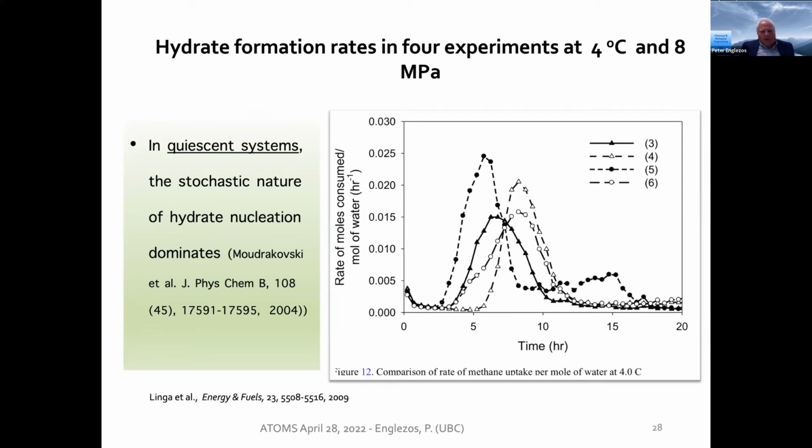So we looked at the literature, and Motrakovsky, who has been doing a lot of NMR work at NRC, has stated that in quiescent systems, the stochastic nature of hydrate nucleation prevails. If you're doing experiments in a bulk system, you have one single nucleation event, because what you're actually doing is monitoring an averaging process that takes place in a stirred vessel, for example. But that doesn't give you the holistic picture in terms of hydrate growth.